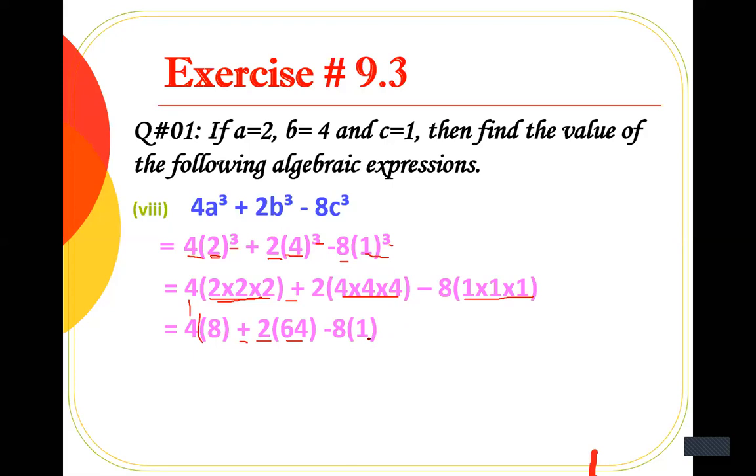Okay, now in this step you have no exponent. So what you will do is simply multiply your coefficient with the brackets. Now 4 multiplied by 8 will become 32, 2 multiplied by 64 will become 128, and 8 multiplied by 1 is 8. This is the simplest way.